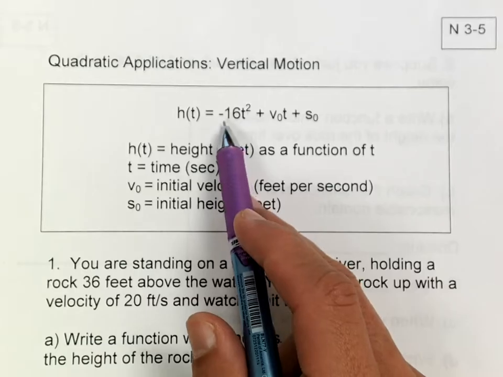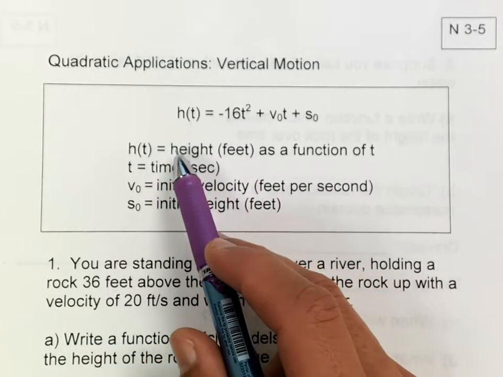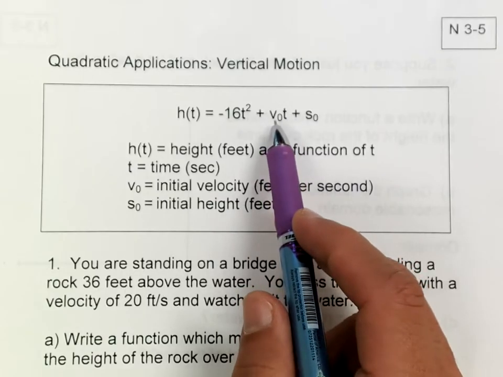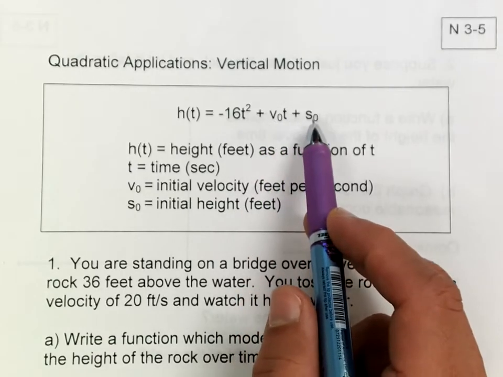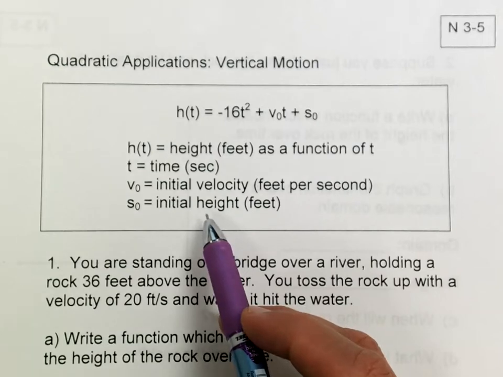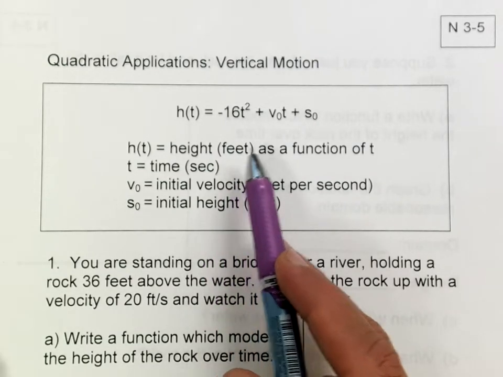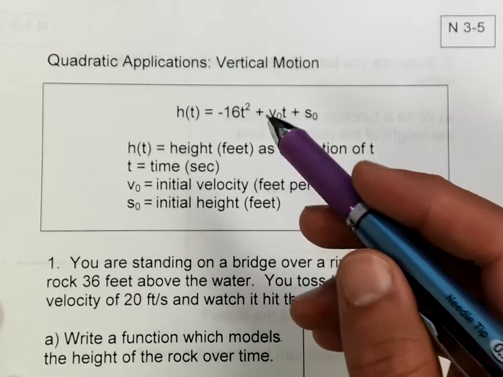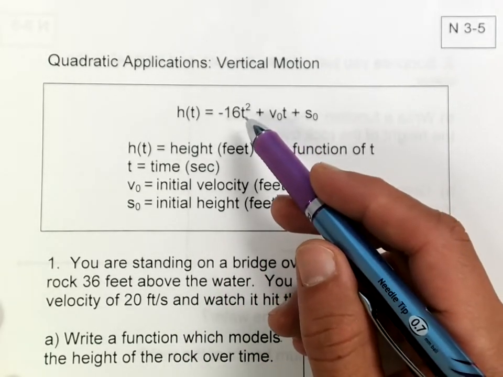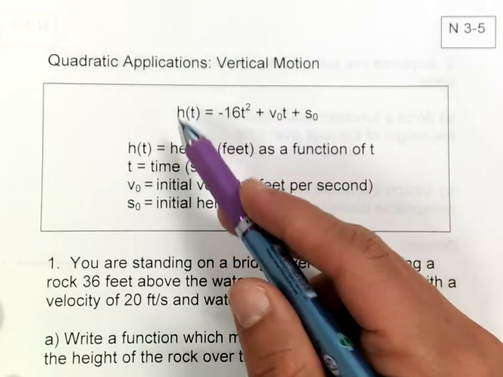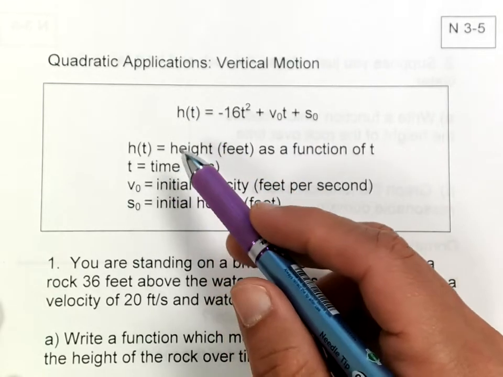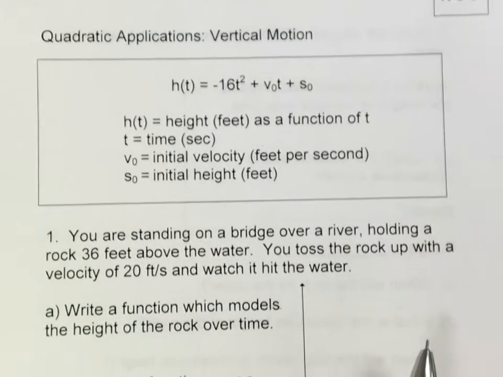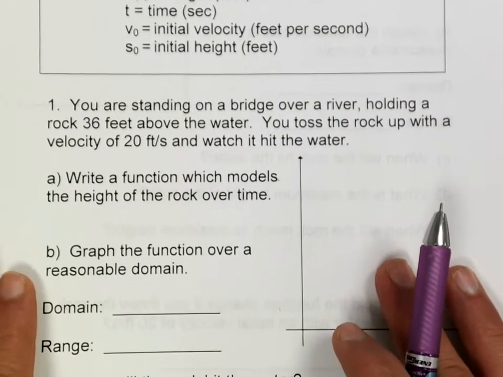Anyway, if you look at this formula right here, you have v naught. That's what we normally call this variable, the initial velocity. S naught is the initial height or initial position, and then t is time. Basically, this works like this: if you plug in a time, it can tell you what height the object is at a certain point. So now we're gonna go ahead and do this problem right here.